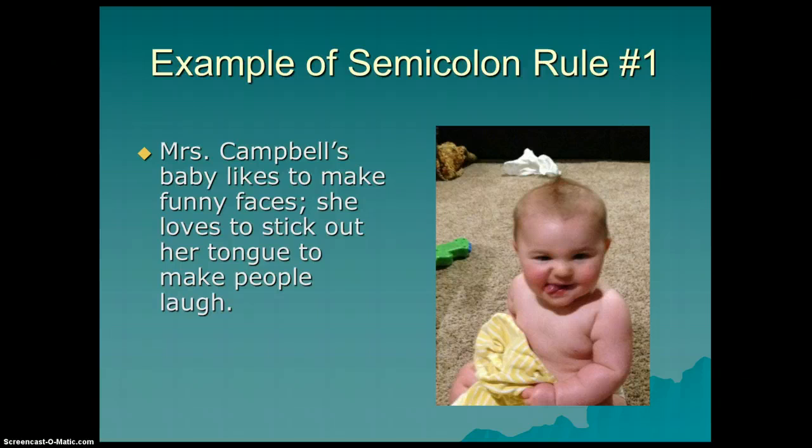So here's an example. Mrs. Campbell's baby likes to make funny faces; she loves to stick out her tongue to make people laugh. So we have 2 independent clauses. I don't have a fanboys word here, but I want to connect the ideas because they're similar. So I put a semicolon there instead. And if you notice, the first word of the next independent clause is a lowercase letter.